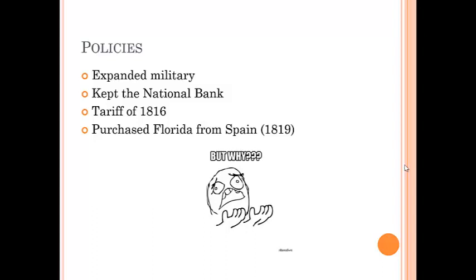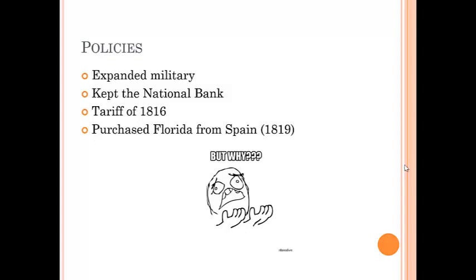Monroe is worried that this is going to cause Spain to be mad at us and want war. So we sort of just throw Spain some money. We take Florida and then low-key give them money later. But those are not the 2 policies I really want us to focus on. The 2 that jump out should be somewhat surprising. Monroe keeps the national bank, right? He's a Democratic Republican. Why would he keep the national bank?